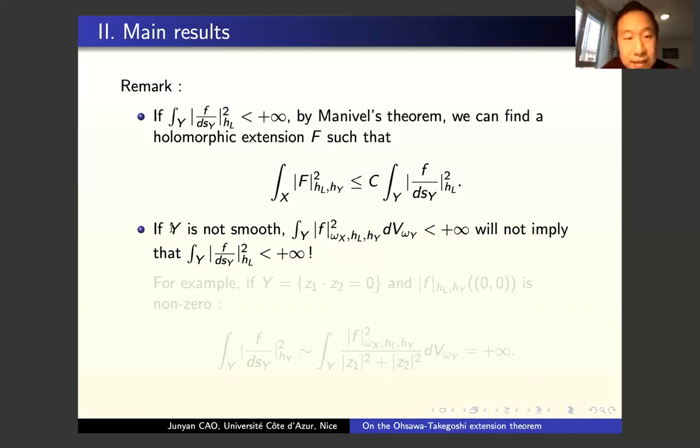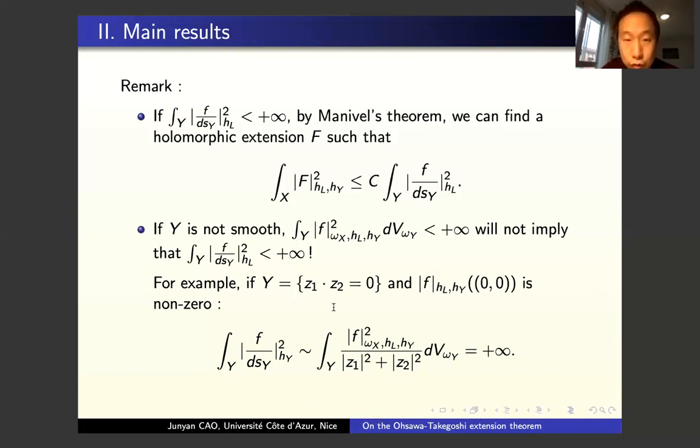In the case Y is not smooth, this condition is a very natural condition in algebraic geometry. But the finiteness of this L2 norm could not imply the finiteness of that L2 norm. So for example, if we take Y to be a normal crossing divisor in C2, and if f does not vanish on the central point (0,0), then we know that this integral is equivalent to the L2 norm with respect to the smooth metric, quotient by |z1|^2 + |z2|^2. So in the case where this term is not equal to 0 at the central point, this integral in fact equals infinity.